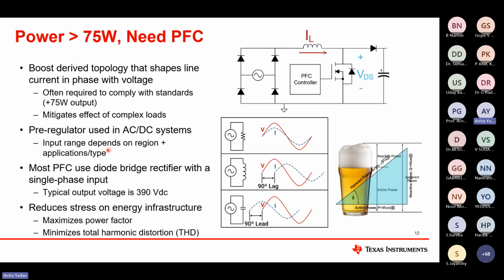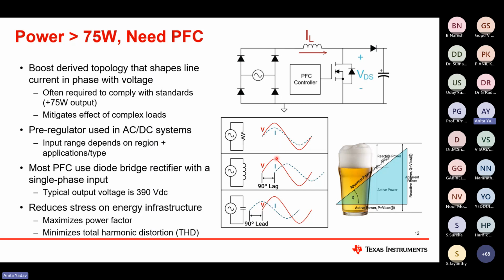Input range generally depends upon the region plus application type. For example, in India, we use 230 volt AC 50 hertz, but in Japan or in European standards, we use 115 volt AC and 60 hertz. So input range depends upon the application and its type as well as region. Most PFCs use a diode bridge rectifier, as shown here with a single-phase input instead of three-phase input, and the typical output of the PFC is generally 390 volt DC or 400 volt DC. It reduces the stress on the energy infrastructure by maximizing the power and minimizing the THD.